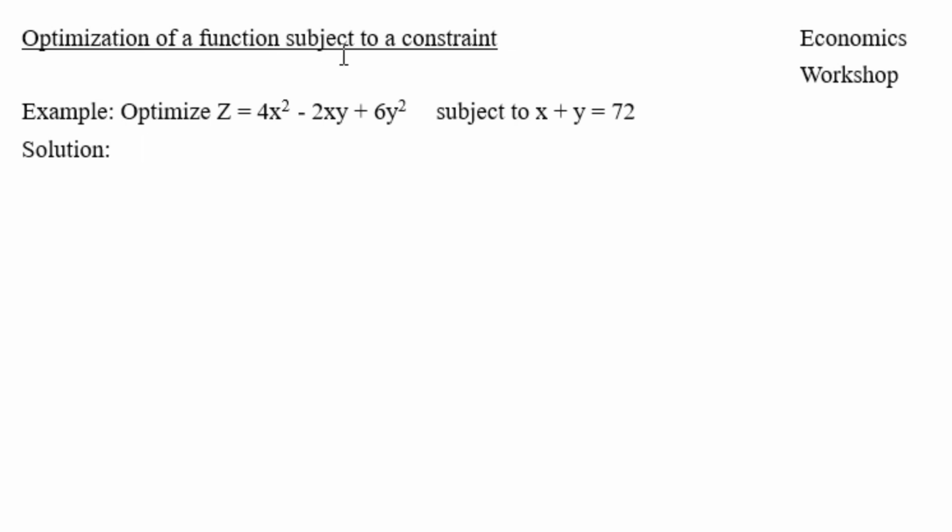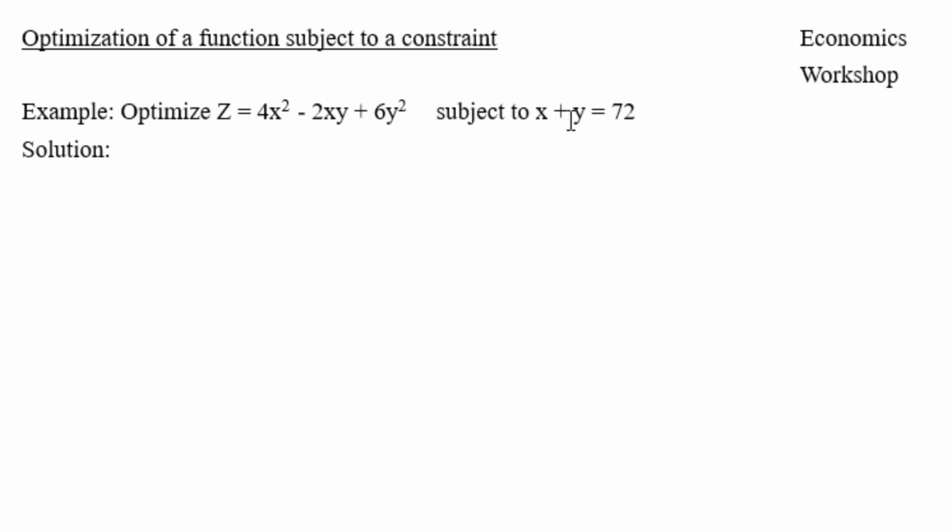Optimization of a function subject to a constraint. Example: optimize z equals 4x squared minus 2xy plus 6y squared subject to x plus y equals 72. In this kind of question, we have two functions. We have the objective function, that is the function to be optimized, and we have a constraint function.